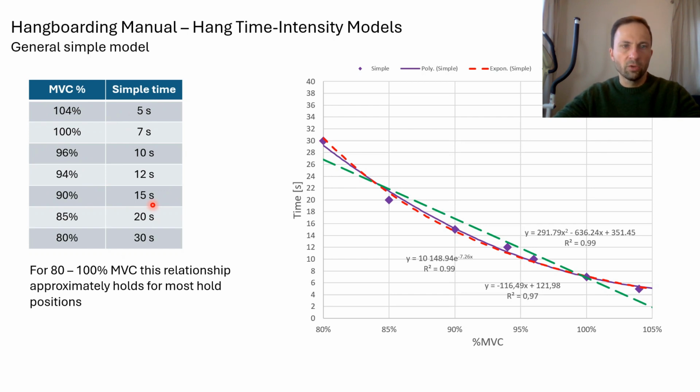To do it, you only need to remember that 5 seconds corresponds to 104% intensity. 7 seconds corresponds to 100% intensity. 10 seconds corresponds to 96% intensity. 12 seconds corresponds to 94% intensity. 15 seconds is 90% intensity. 20 seconds is 85% intensity, and 30 seconds is 80% intensity.